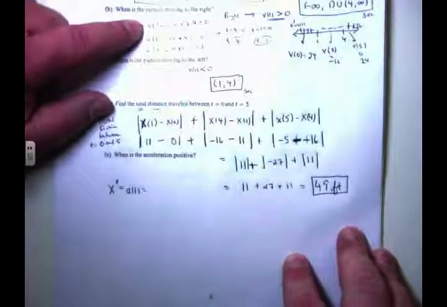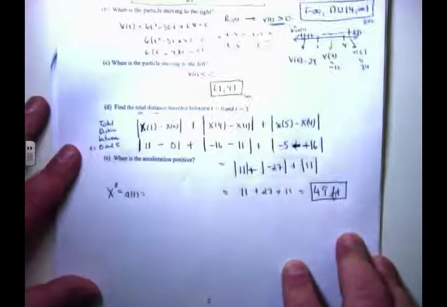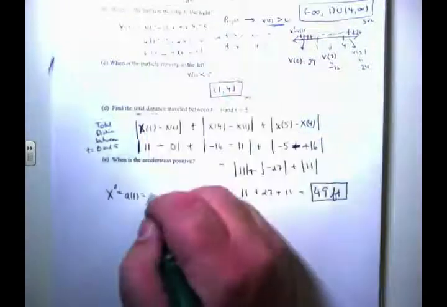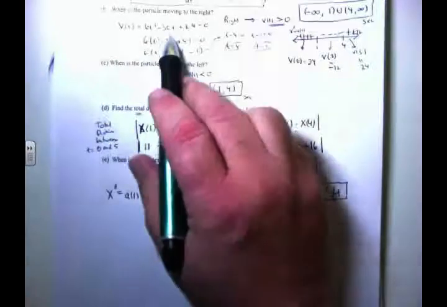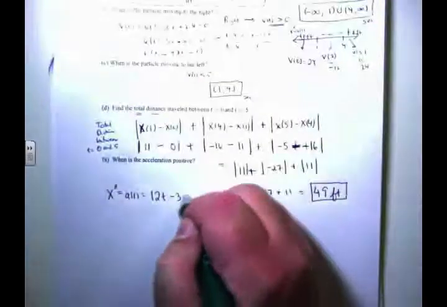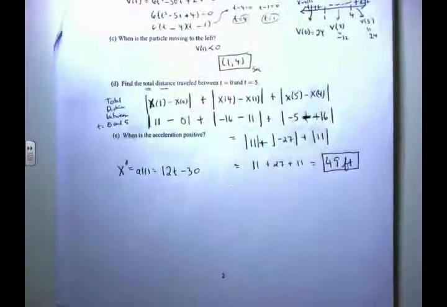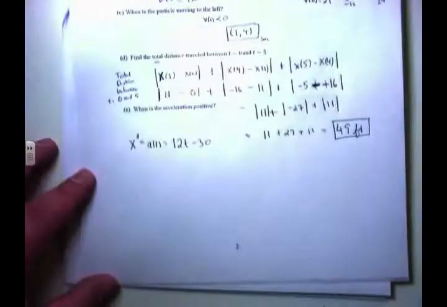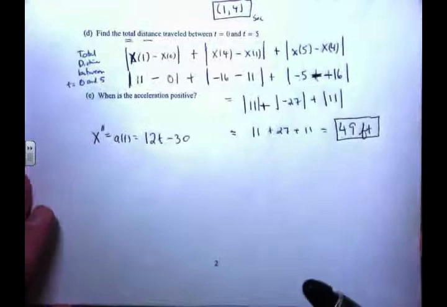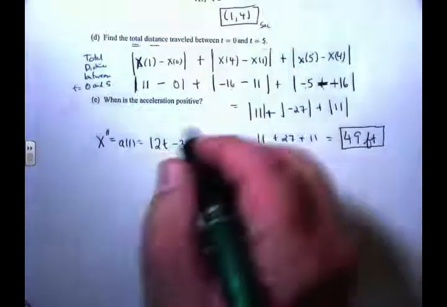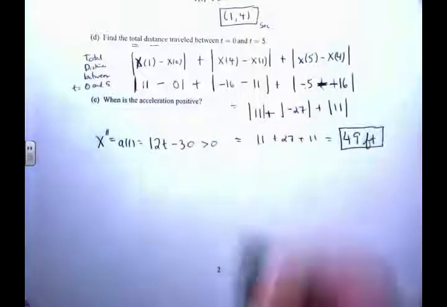Here was my first derivative: 6t squared minus 30t plus 24. The derivative of 6t squared is 12t. The derivative of minus 30t is minus 30. The derivative of 24 is 0. So here's my acceleration. They want to know when the acceleration is positive. So I want to take my acceleration and set it greater than 0.